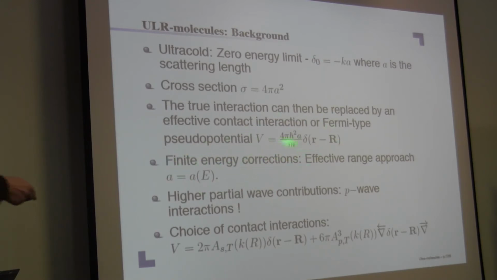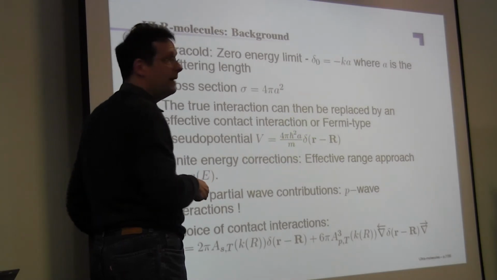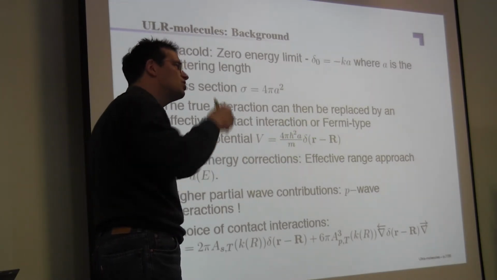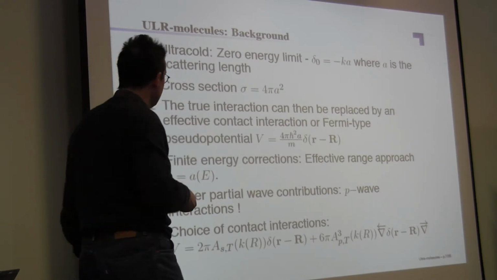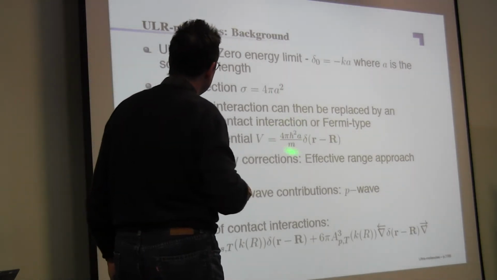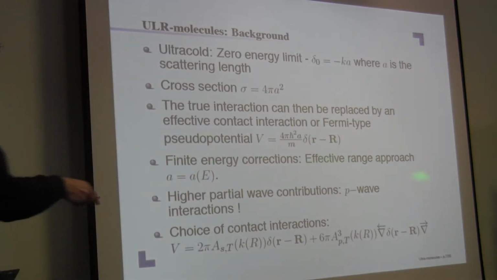Now, what you have to take into account here is that the A might depend on the energy. So you don't go strictly to the zero energy limit, but you're a little off. Then you should take into account that A depends on energy. That is what people call an effective range approach.